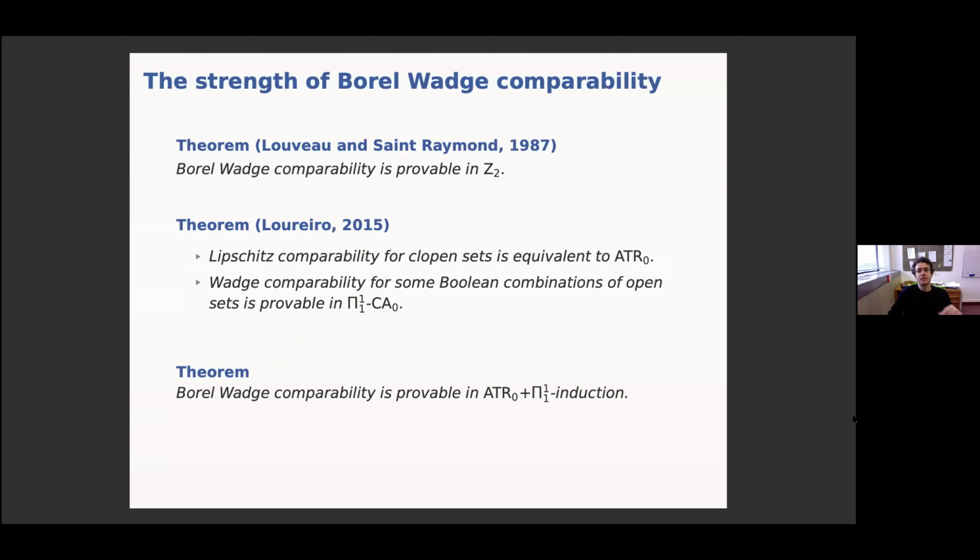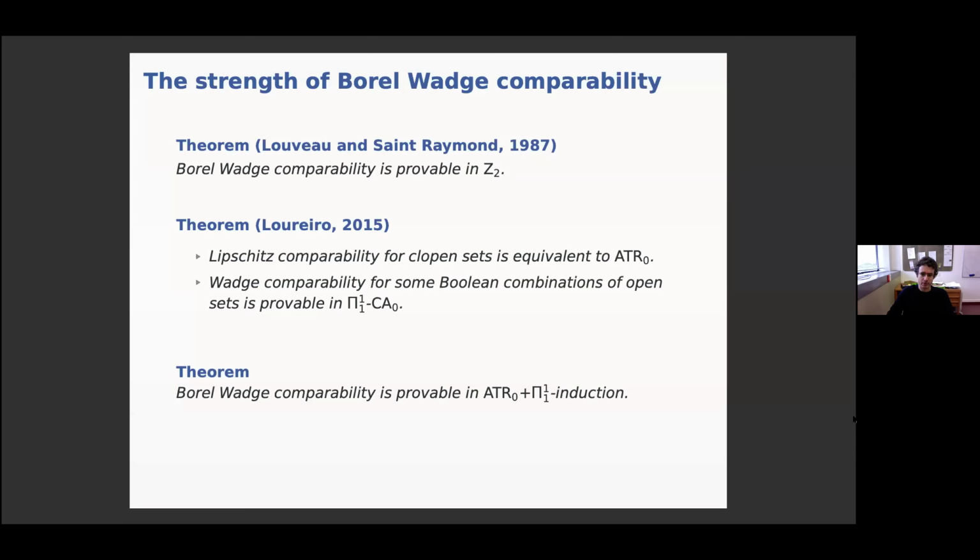However, in 1987, Louveau and Saint-Raymond proved that in fact, second-order arithmetic is strong enough to prove the comparability of Borel sets. And the question that I'd like to investigate and talk about a little bit today is how much of second-order arithmetic do you need? And there are not many results about this.